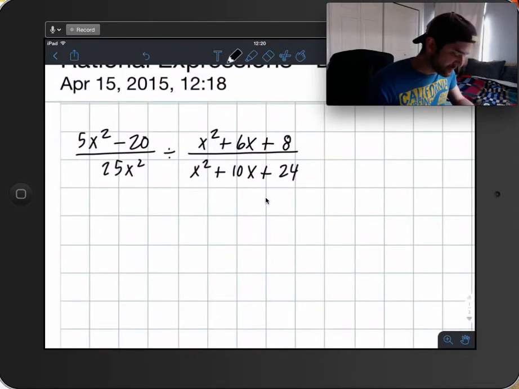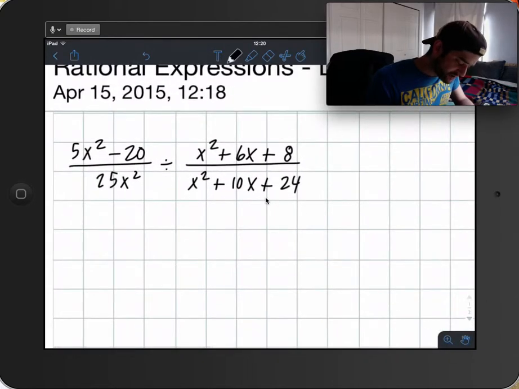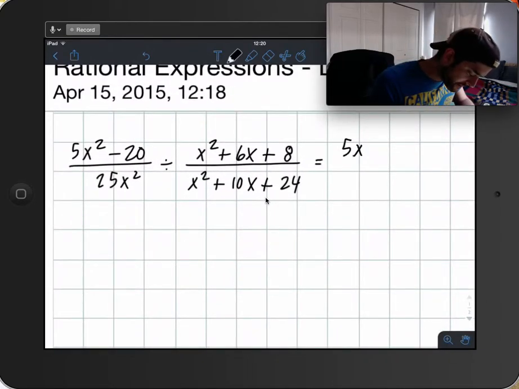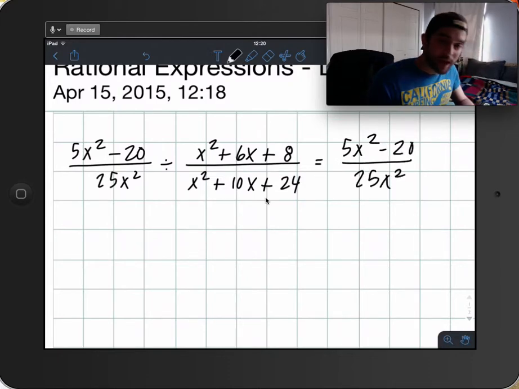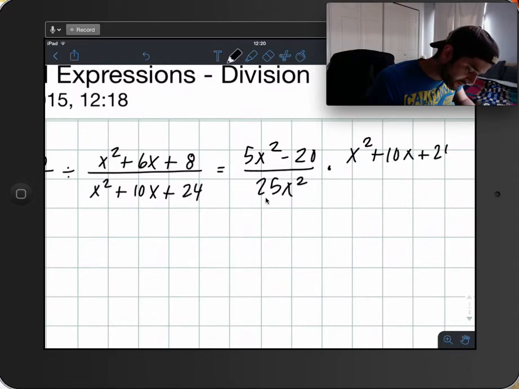So in this first example, I have (5x squared minus 20) over 25x squared, divided by (x squared plus 6x plus 8) over (x squared plus 10x plus 24). Again, the first fraction is going to stay the same, but since I'm dividing by the second fraction, I'm actually going to be multiplying by its reciprocal. So it's going to be times (x squared plus 10x plus 24) divided by (x squared plus 6x plus 8).